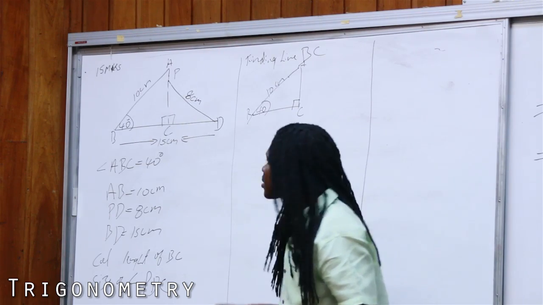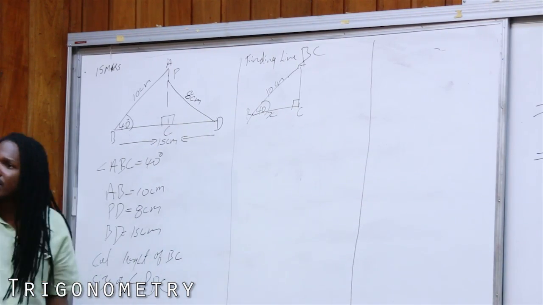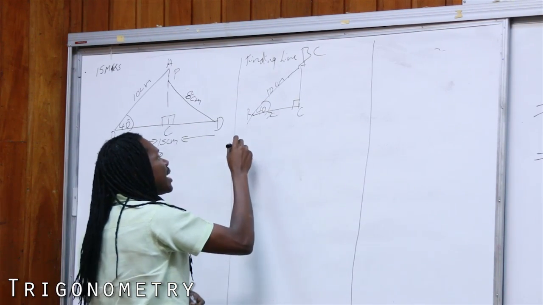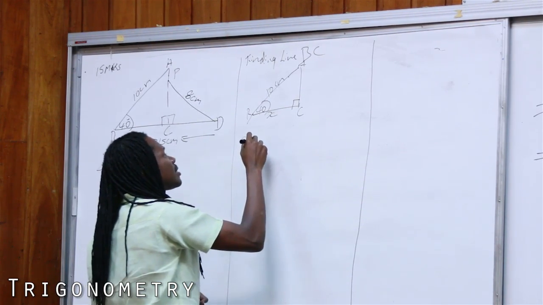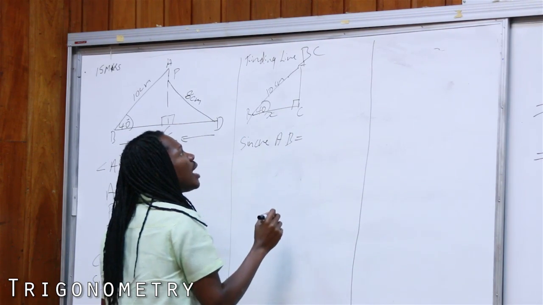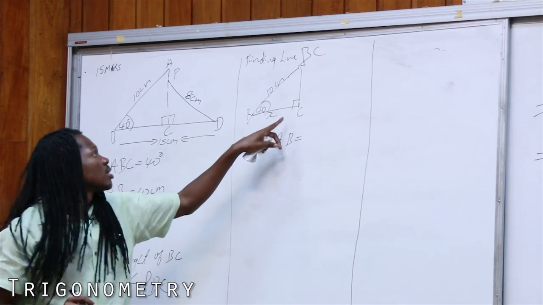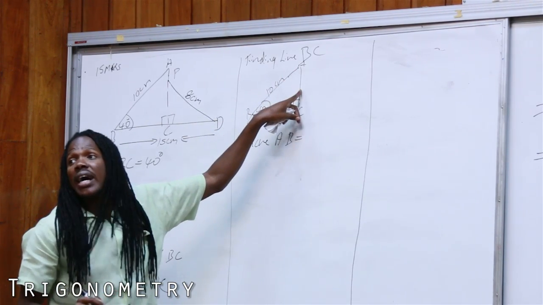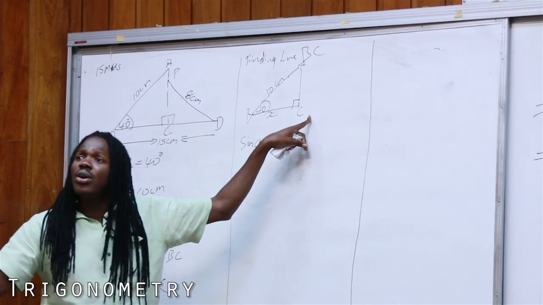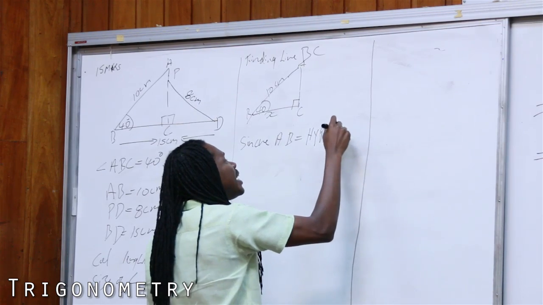Everybody see that? So now we want to find BC, which is X. Since AB is the hypotenuse, because it is opposite to the 90, AB equals the hypotenuse, which is 10 centimeters.